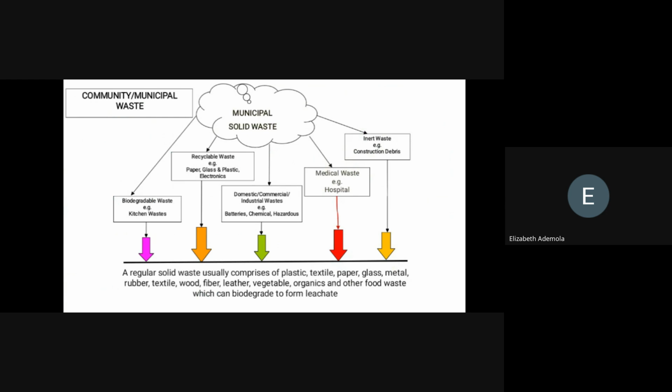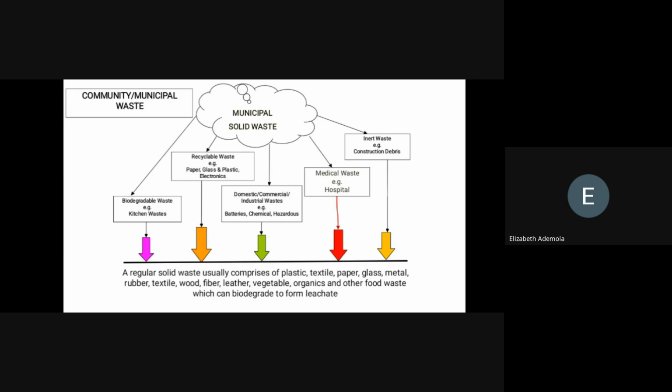This is showing us a broad view of the kind of waste that is generated within a municipality, basically within your local government area, wherever you are. If you look around, you will see that all the waste here is generated within your municipality or your local government area.